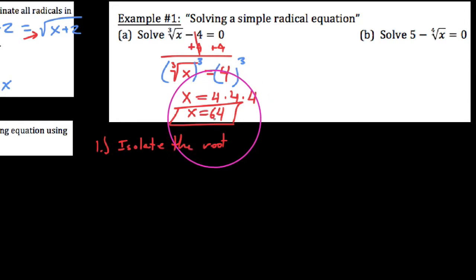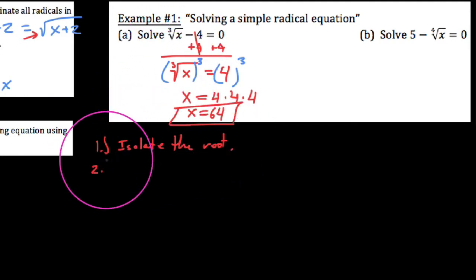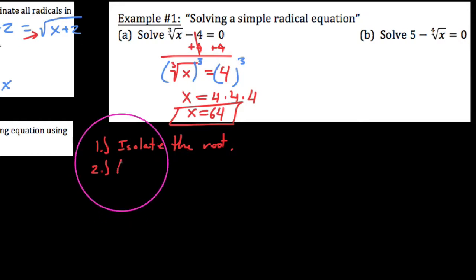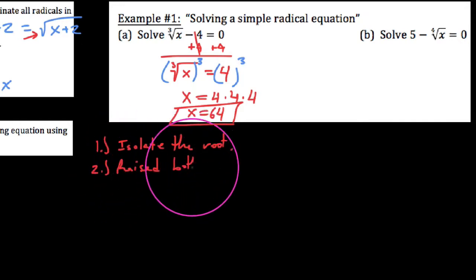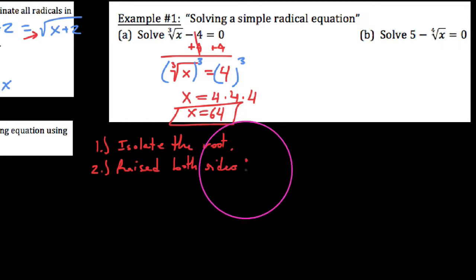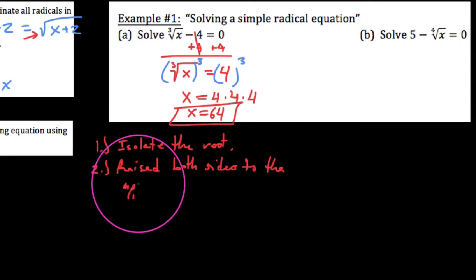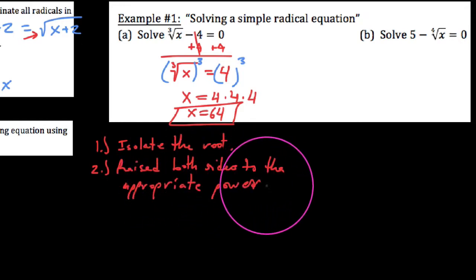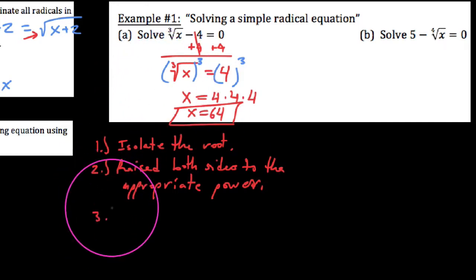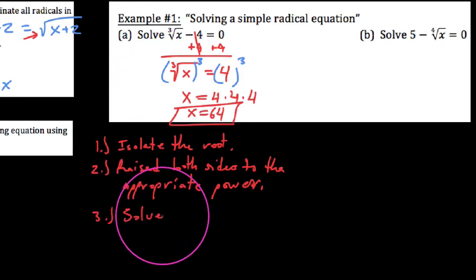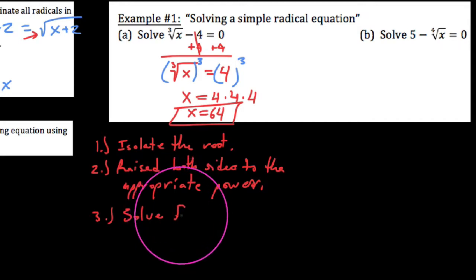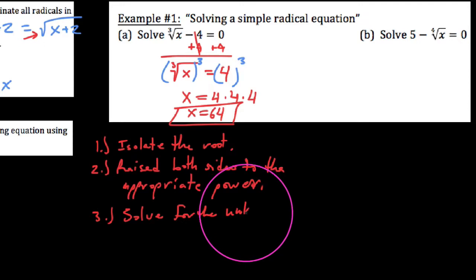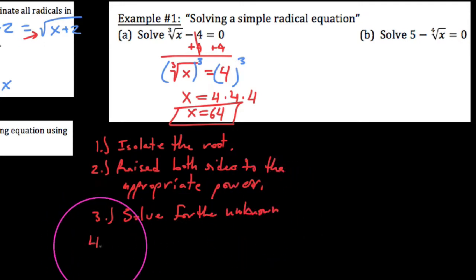One thing I do want to mention here is this: you're solving an equation, so what we need to do is check this answer. To outline my steps again, the first thing we did was isolate the root. The next thing we did is we raised both sides to the appropriate power, such that we get the thing isolated here. And then the third thing is to solve for the unknown, and the last thing you should always do is check your answer.